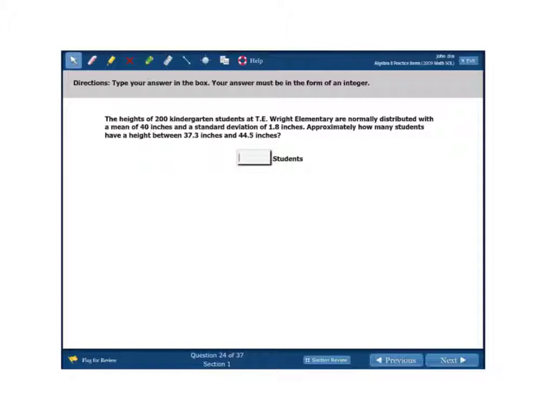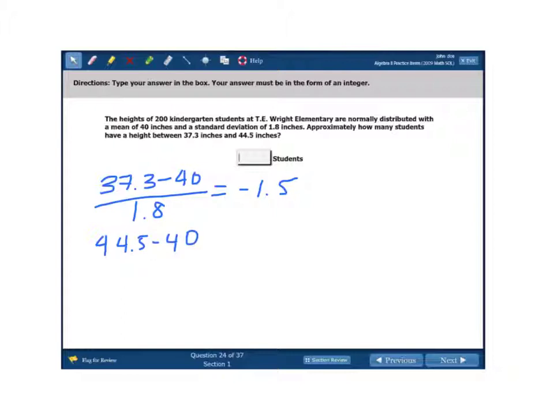So I had to write this one all the way out ahead of time because it can get really iffy when you try to do it on the fly. First we've got to use our z-score formula to find our z-scores. So the lowest height they want minus the mean over the standard deviation. When you do the math there, you get negative 1.5. So that's a nice, rounded z-score, easy to find on the table. 44.5 minus 40 over 1.8 came out to a nice, rounded 2.5.